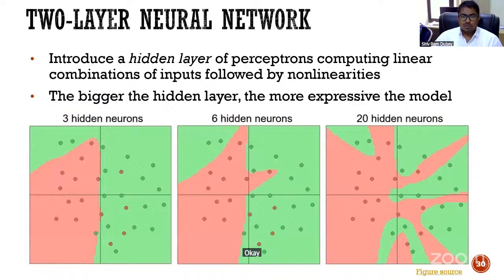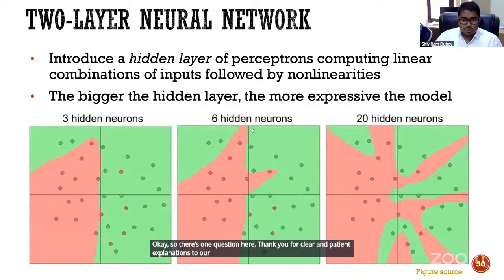Okay, so there is one question here. Thank you for the clear and patient explanations to our queries. Could you please explain what is the essential difference between a perceptron and a linear classifier?